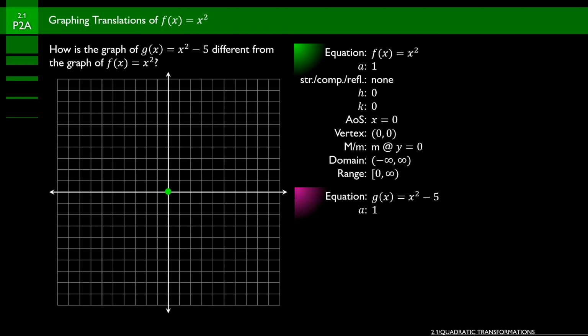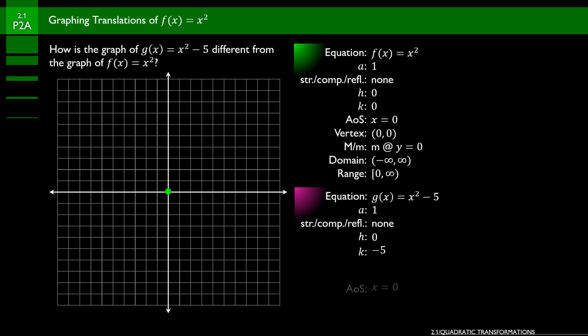Now in our second equation, we've got g of x equals x squared minus 5. The a value is 1, which again means that we have no stretch, compress, or reflect. We don't have anything being added or subtracted from the x, so that means that the h value is 0. We do, however, have a 5 being subtracted from the x squared. That means that our k value is negative 5.